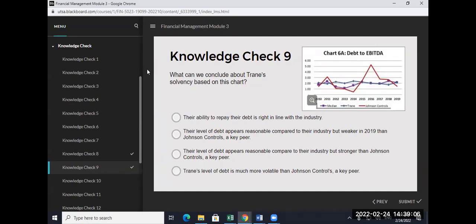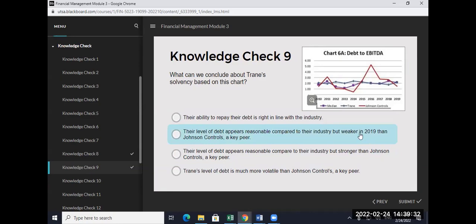All right, so what do y'all think? Your ability to repay debt, is that times interest earned or is that debt to EBITDA? That's times interest earned. So anything that says ability to repay debt, you throw that out. And why is that? Because debt to EBITDA doesn't really tell you if you can repay your debt. It's telling you how much debt you have. So their level of debt, level of debt, level of debt. So the other three are possible.